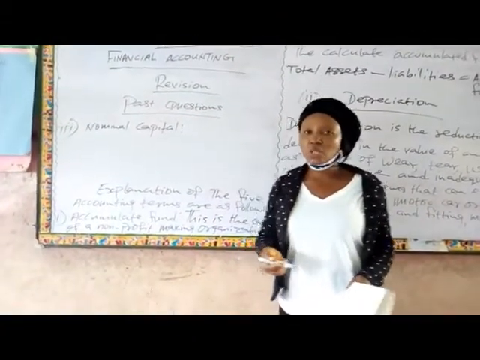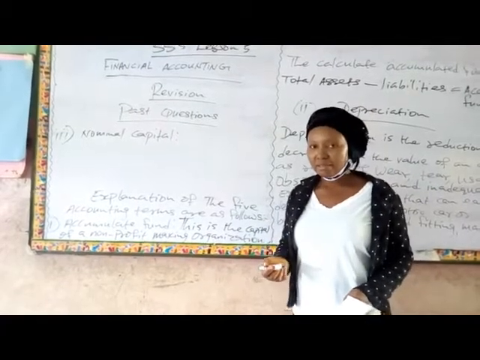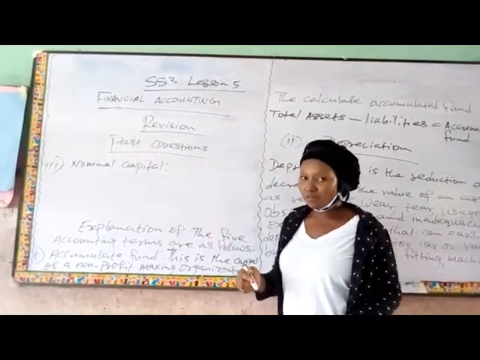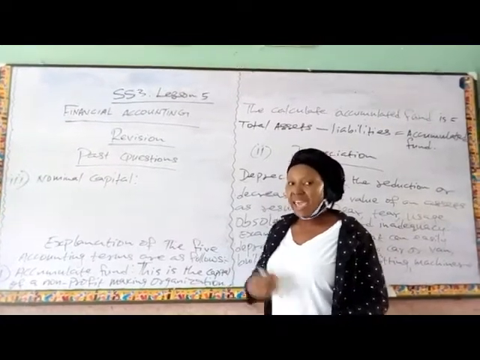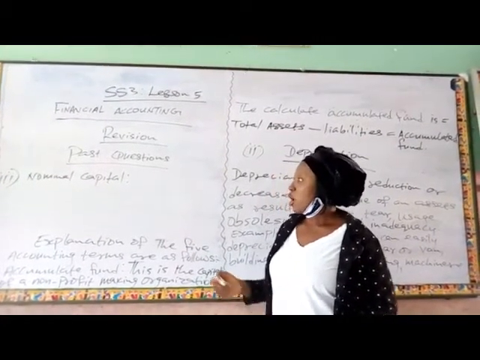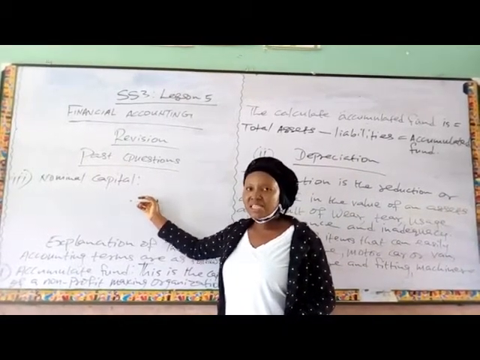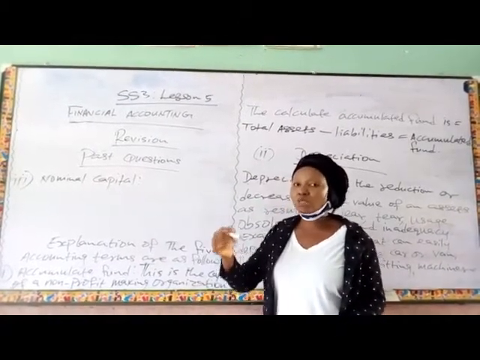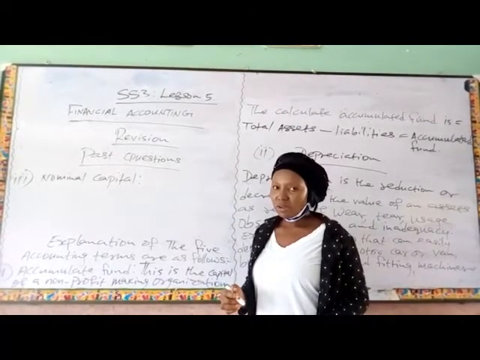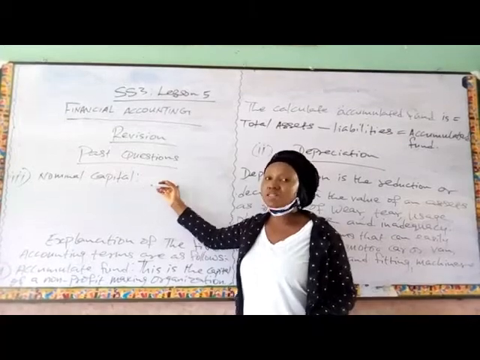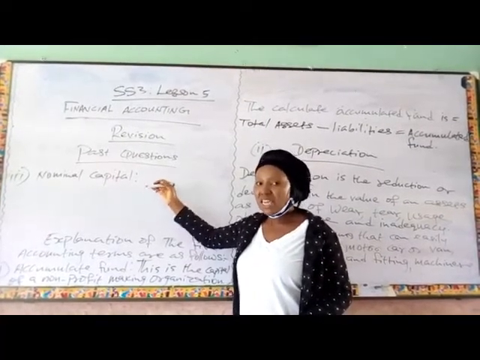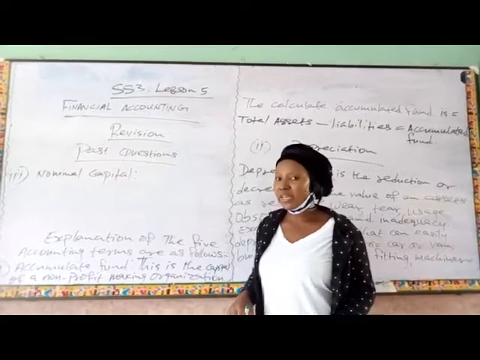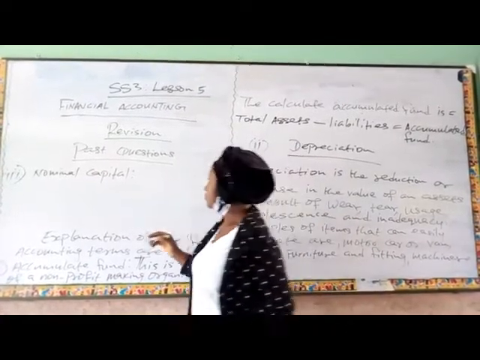Nominal capital is also known as authorized capital. It is the capital contained in the memorandum of association when the company is to be established. It is the capital which a company is authorized to issue out to the general public for subscription. It must be authorized by the registrar of companies and included in the memorandum of association. So let me give you the definition of nominal capital on the board.